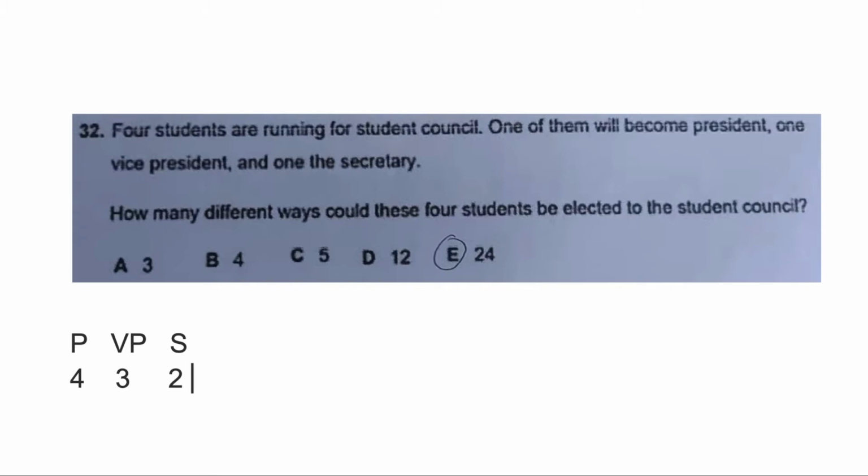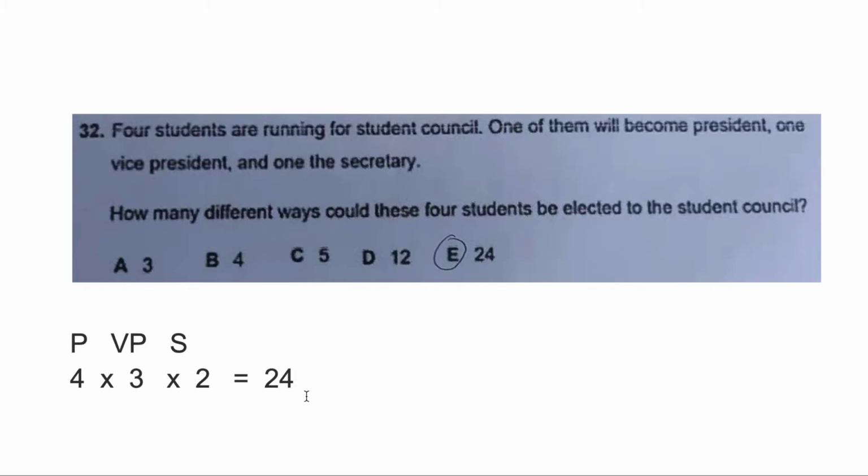Now, to find the total amount of ways that these 4 students could be elected to the student council, we need to times these all together. Okay? That's how we find the total amount. So let's times them together. 4 times 3, 12, times 2 equals 24. So that would be the answer, 24.